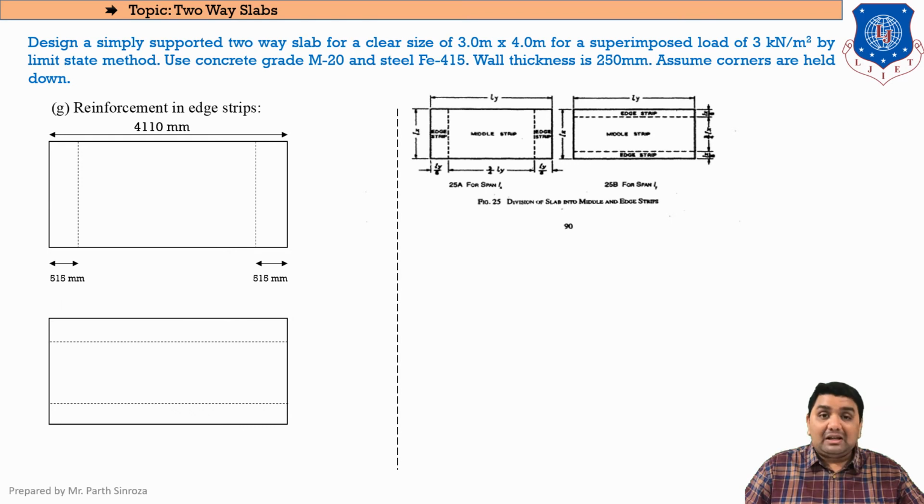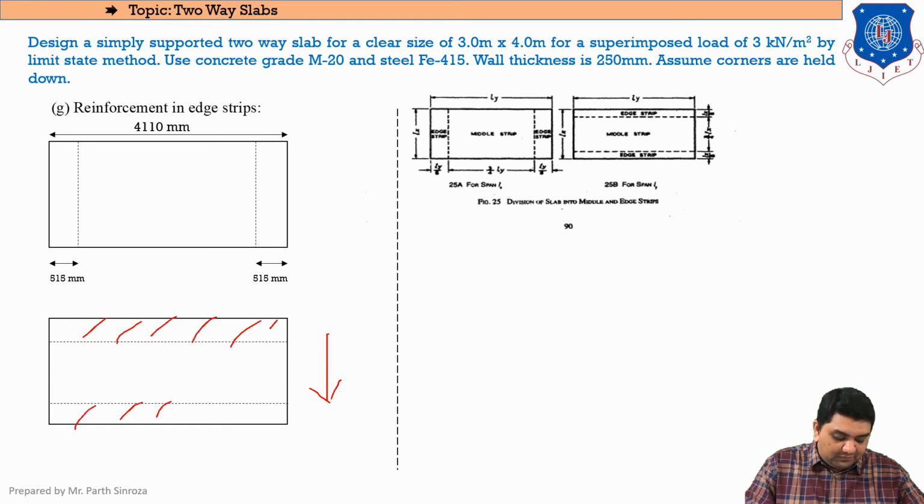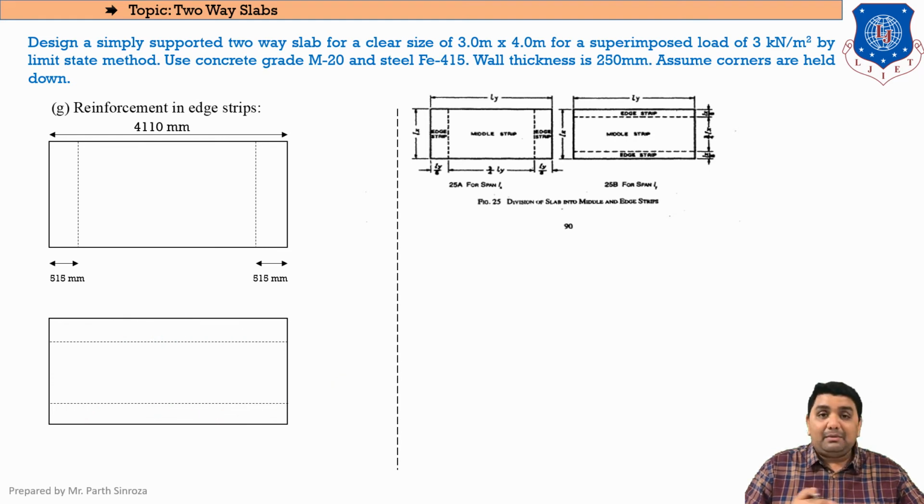Now we'll be moving towards the edge strip in Y direction. So moving in this Y direction, we get the edge strip along X axis, and we need to find the dimensions of this. As we know, LX was 3110 mm, and as you can see here, the width of the edge strip is LX by 8. So LX by 8 here comes out to be 390.